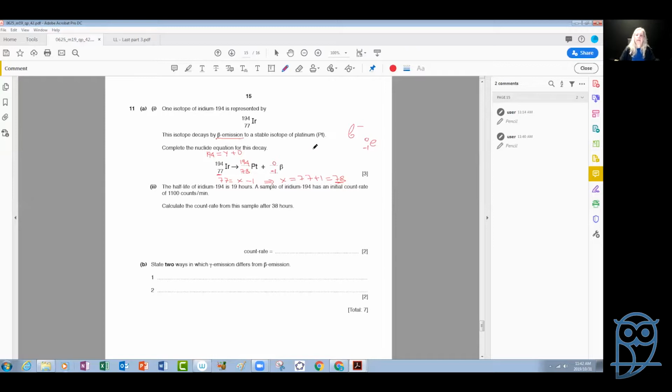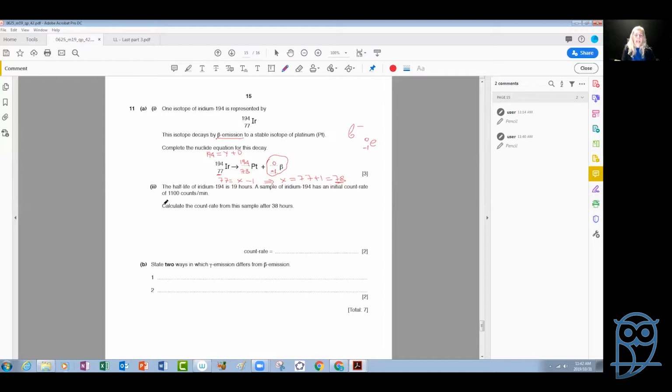Okay. So we need to apply the laws of conservation of nucleons and the law of conservation of charge and find those unknown numbers. And we also need to know how to symbolize, to represent the beta particle emitted.